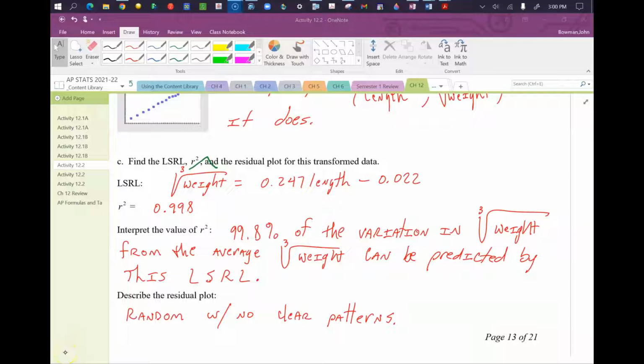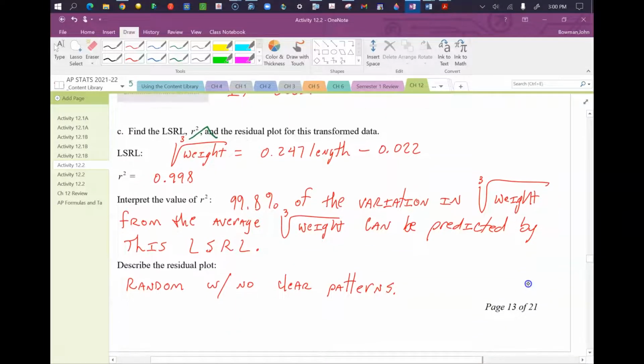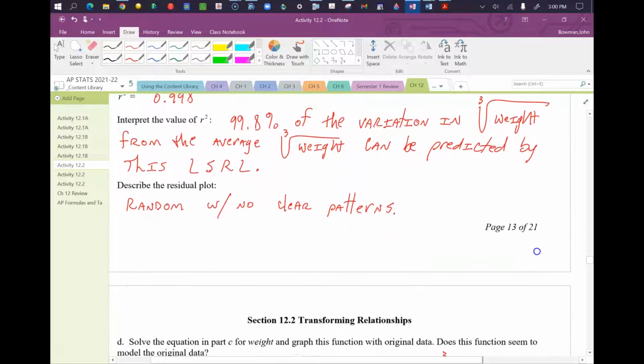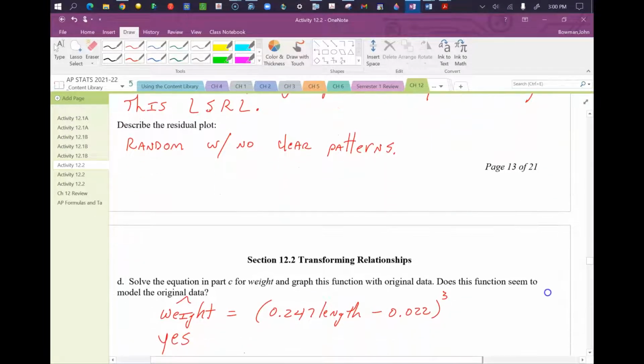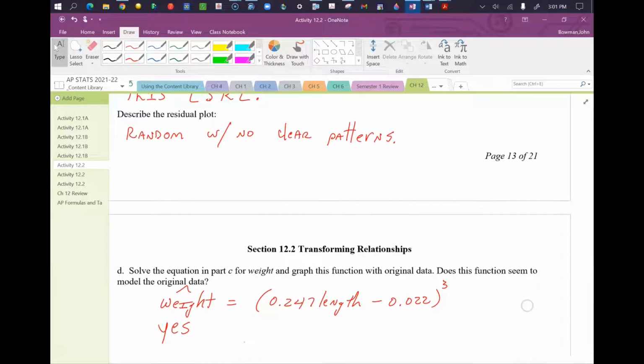From a user's point of view, nobody really wants to know the cube root of the weight, so typically you would be asked to solve for the response variable. So in this case, you'd have to cube both sides, and when you did that, you would get the predicted weight is equal to 0.247 times the length minus 0.022, whole thing cubed. And you could check and see that it fits the original data.